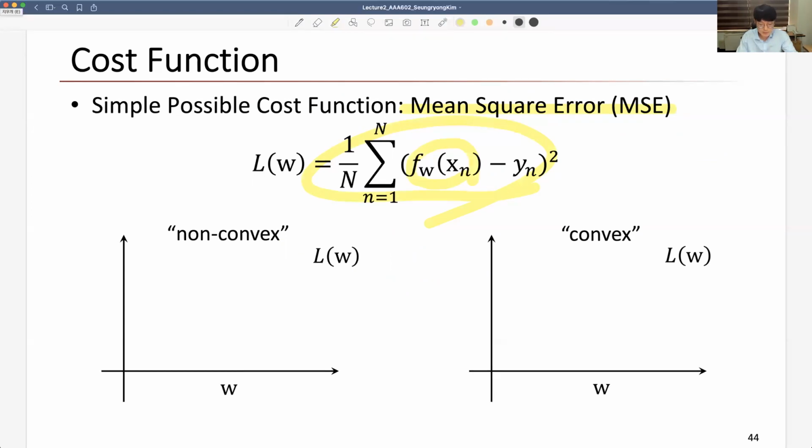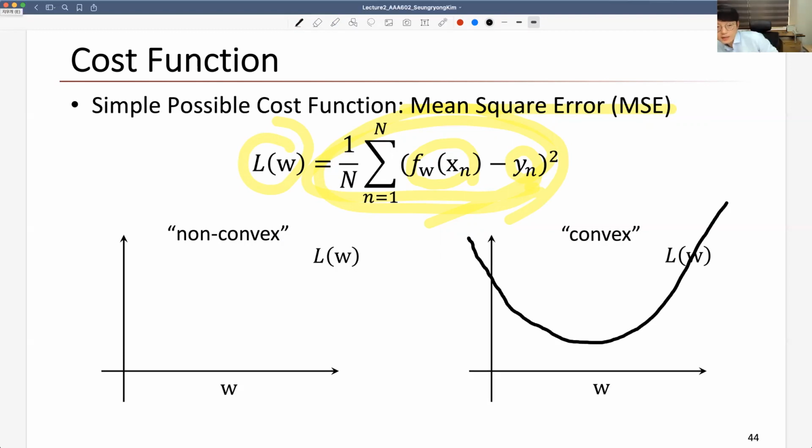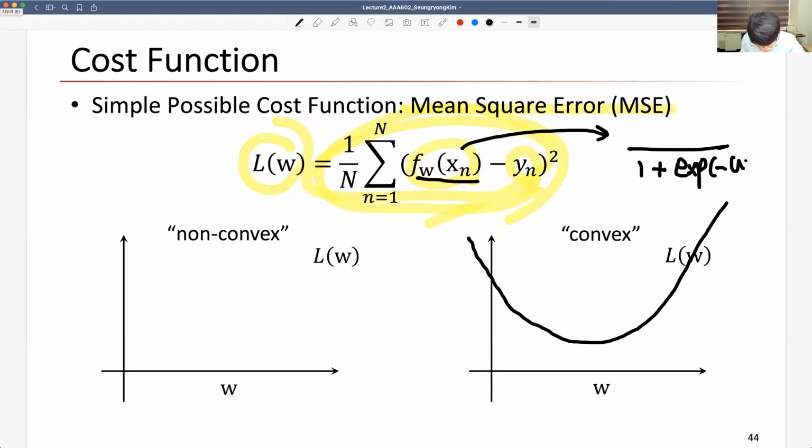This is the output of the mapping function, and this yn is the ground truth label, right? They are aggregated across every possible sample. Something like this. But in the regression problem, the MSE cost function was convex. It looks like this, if you remember the previous slide. But in here, now we have some nonlinear term. Something like this, right?